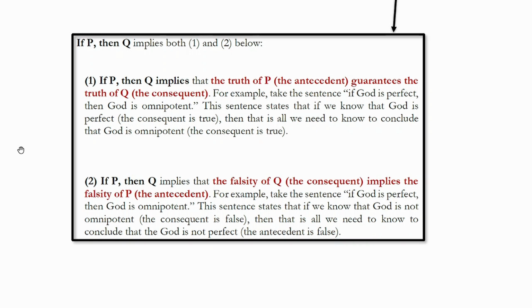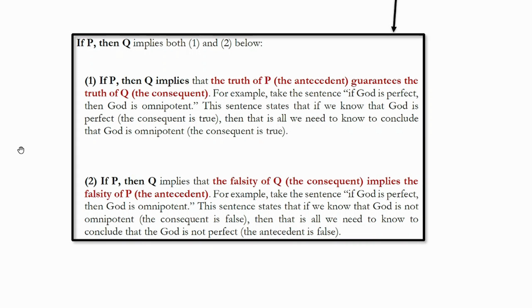It also tells you that the falsity of Q, or the consequent, implies the falsity of P, or the antecedent. Another way of putting this is, if you know that if P then Q is true, then that is also telling you that if you know Q is false, then you know that P must be false as well. All you need to know that P is false is to know that Q is false. Another way of thinking about it is that Q being false makes P false as well.